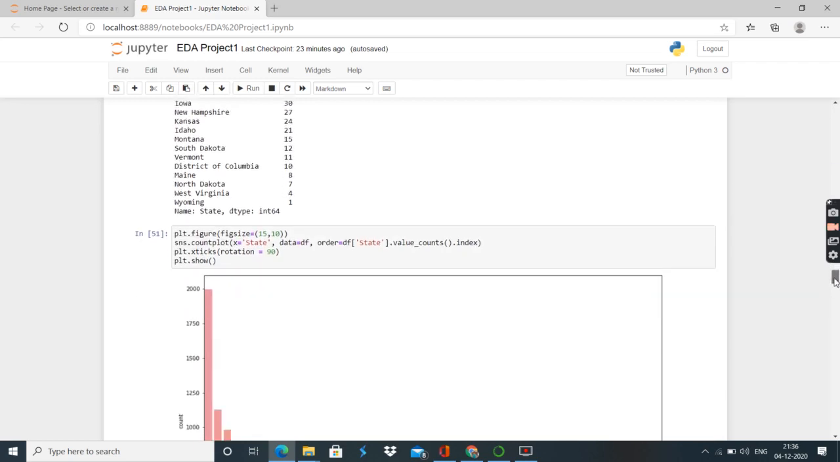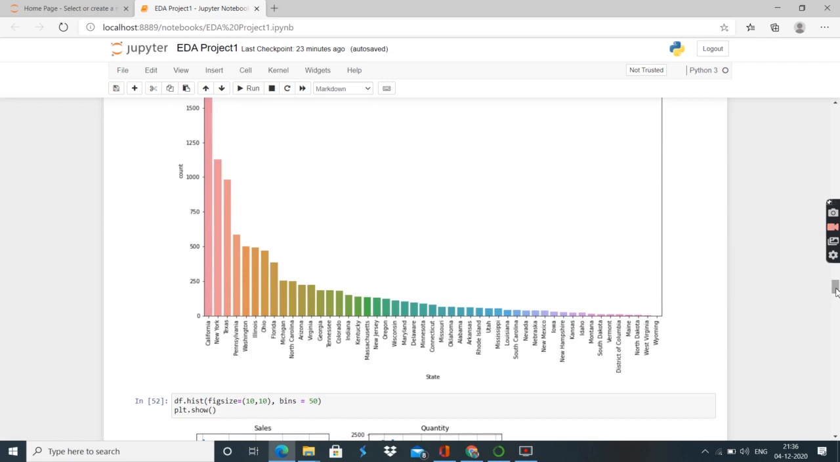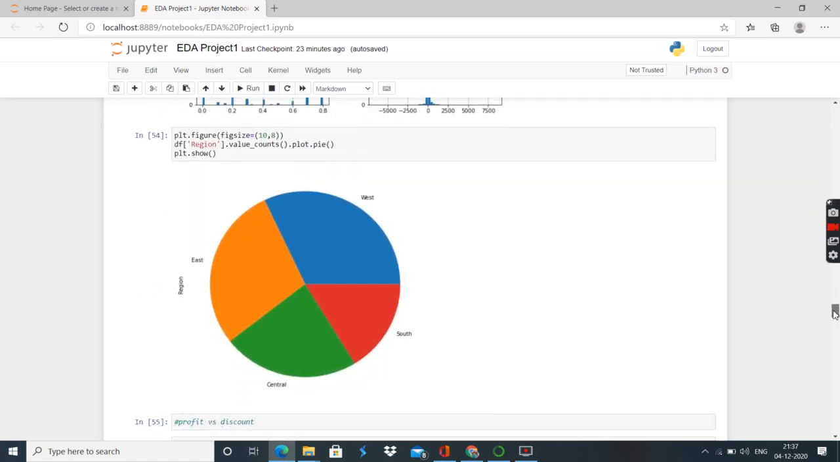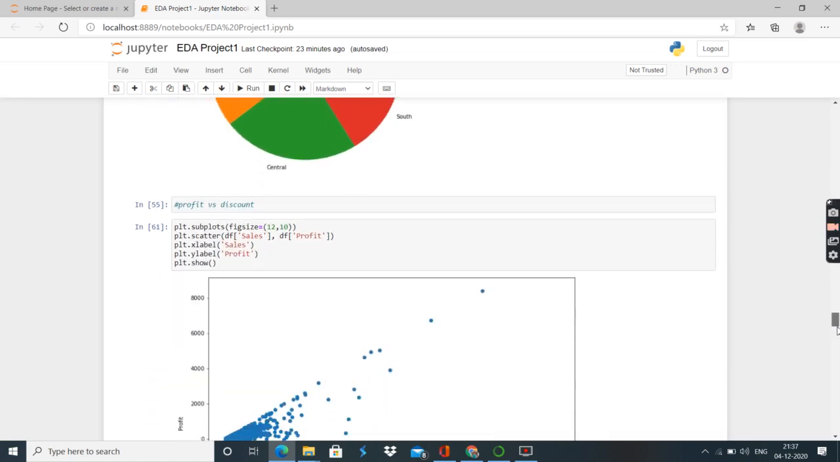Next, I try to represent the number of sales in different states of the United States, which gives us an idea of the very uneven distribution between the states like California and New York, where the sales are comparatively high, and the states like West Virginia and North Dakota, where the sales are negligible. This gives you an idea about how your store is performing in the different states, performing across different segments. Again, a pie chart to show the distribution of performance in the different regions, which is fairly even.